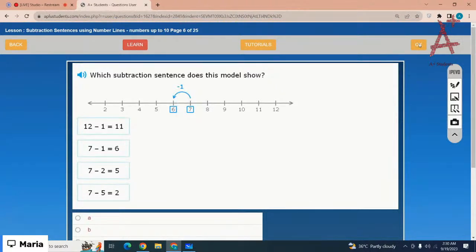Which subtraction sentence does this model show? Which is the correct option? Very good. The correct option is 7 take away 1 equals 6. That would be option B, right?